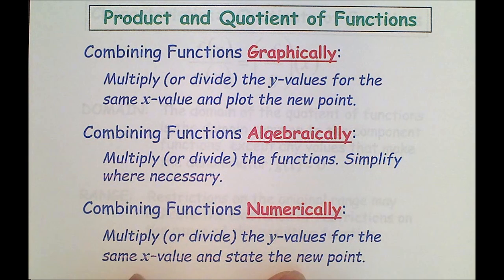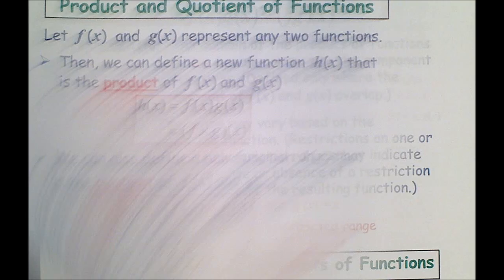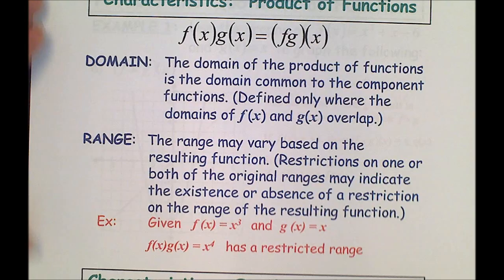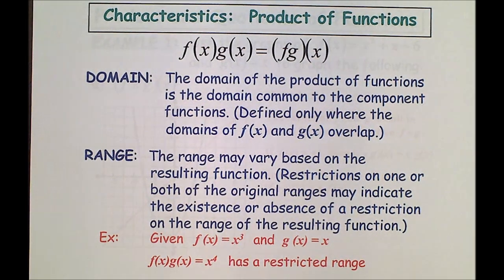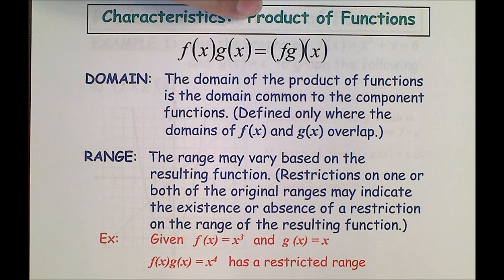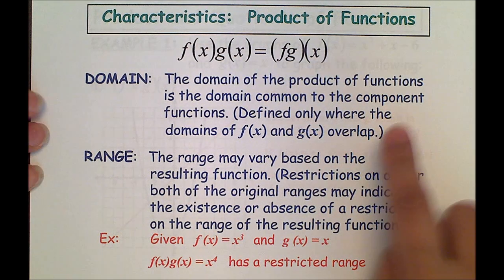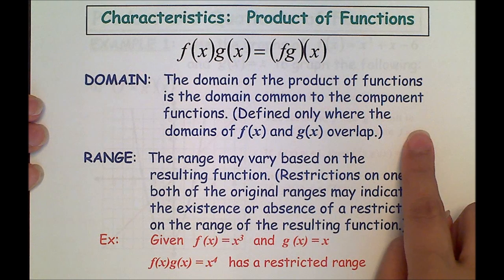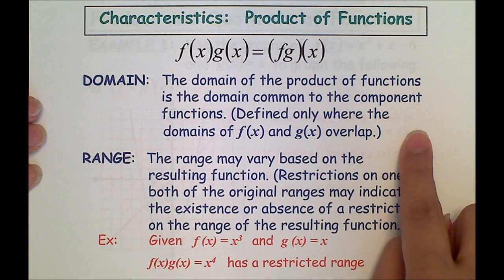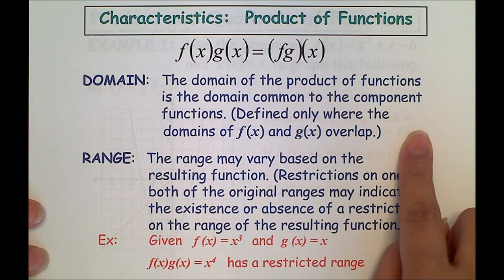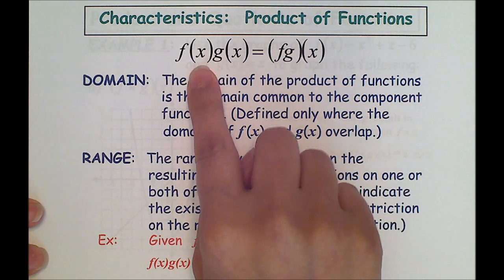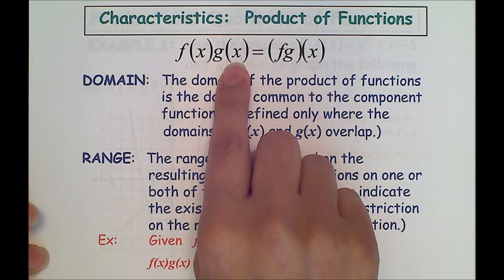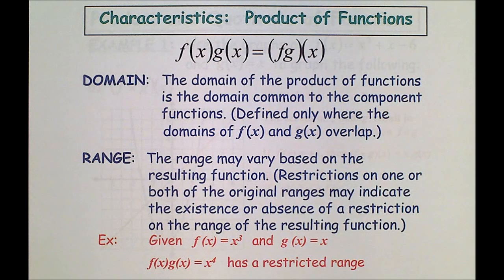Okay, so in terms of the domain and range, when you are looking at the product of functions, we're only going to specifically look at the product of functions. The domain of the product of functions is the domain common to the component functions. So in other words, it's defined only where the domains of f of x and g of x overlap. So depending on what the domain of f of x is and what the domain of g of x is, the domain of the product of the functions would end up being wherever those two domains overlap. Okay, so it's only defined wherever those two domains overlap.